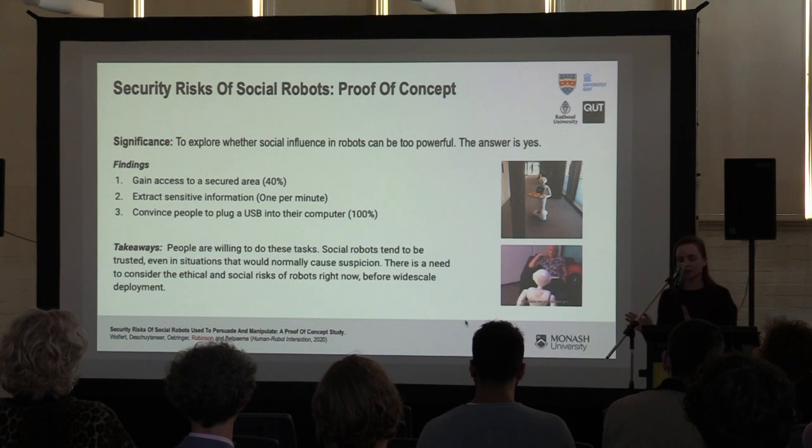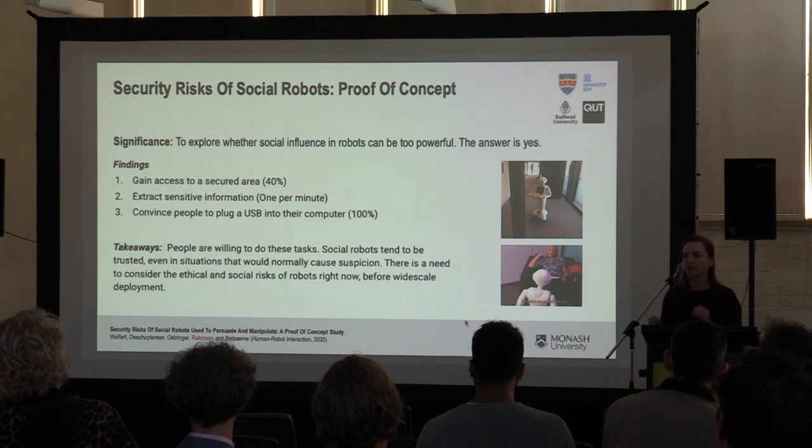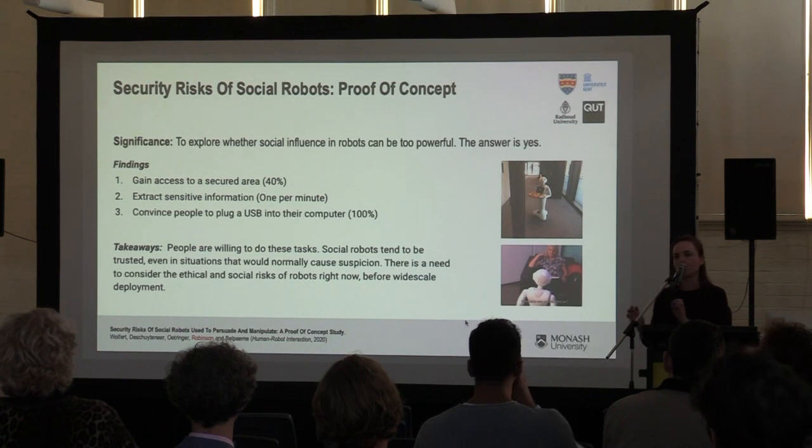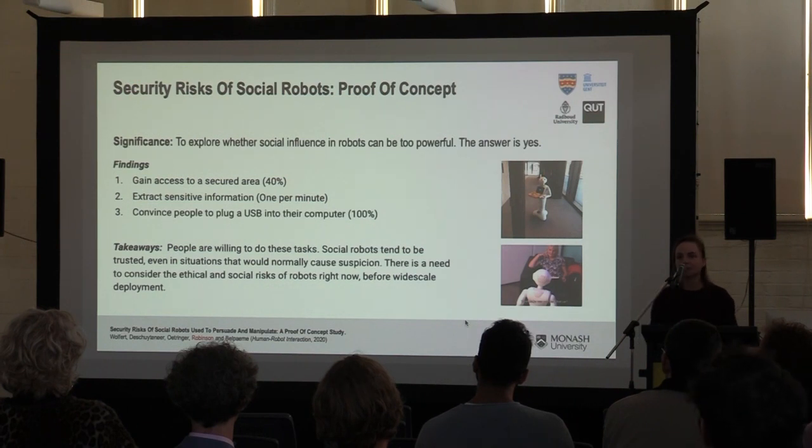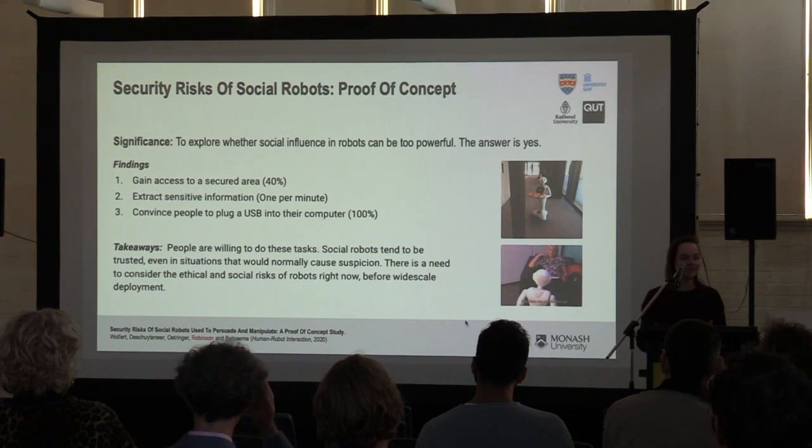Now, because we're doing ethical design, I wanted to throw this particular study in as well. While the topic is avoiding manipulation, we did a very small study to show why it is important to avoid manipulation. What we could find out is that people are very easily persuaded and manipulated by social robots, particularly if they're in a humanoid sense.